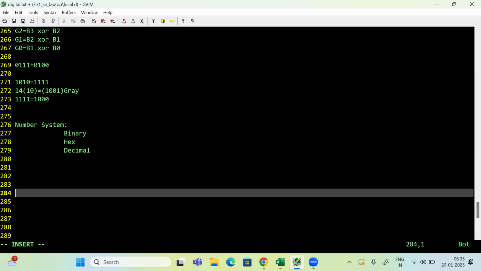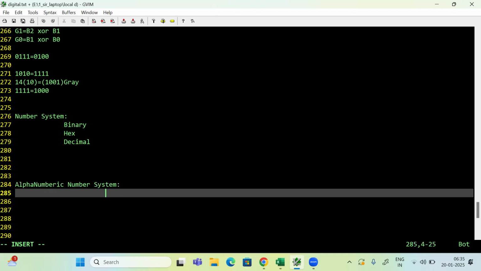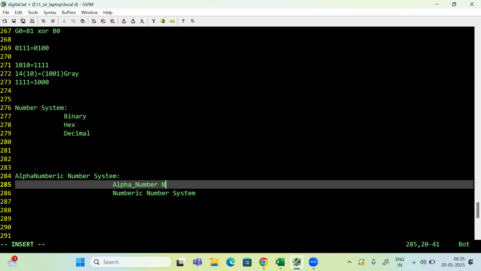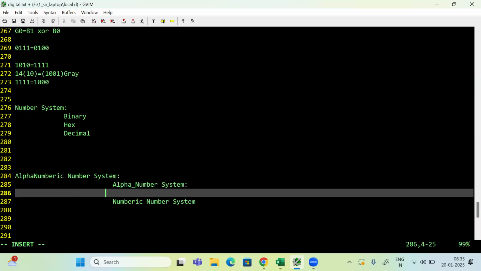Numeric. So actually, if you ask about number systems, it will come as the alphanumeric number system. You need to have the topic as alphanumeric number system. First, there will be one alphanumeric and one numeric number system. Now, why alphanumeric? ASCII.